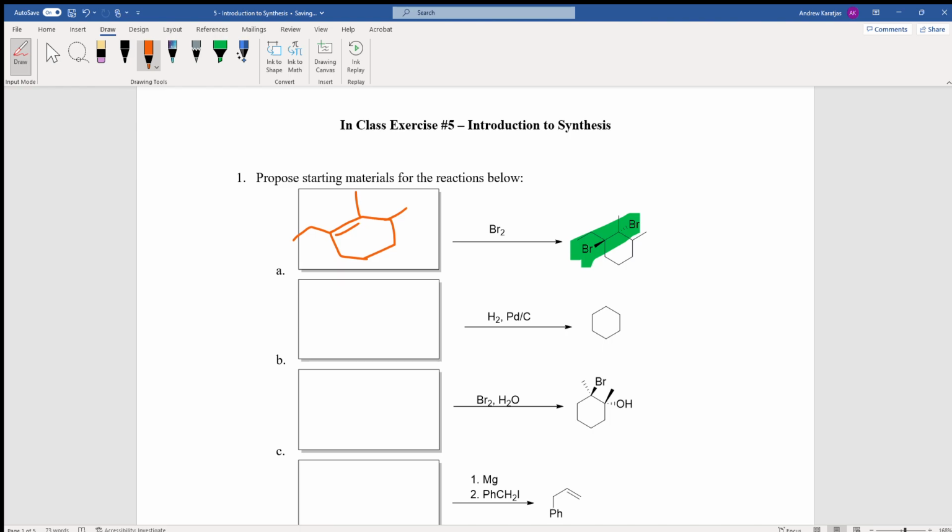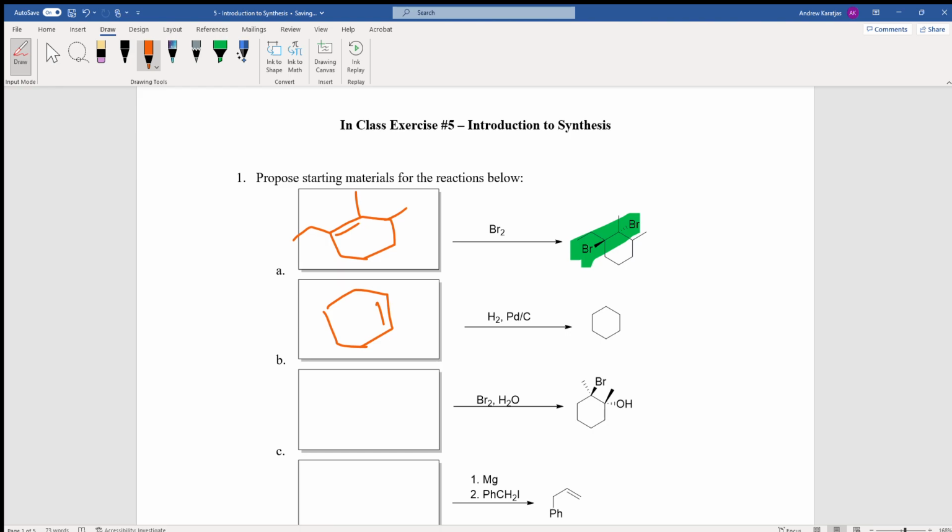Part B, we're ending with some sort of alkane, cyclohexane in this case. We can see that this is the product of a hydrogenation reaction. Hydrogenation, we know, works with alkenes. It can also work with alkynes to give us alkanes, but we know it's not going to be an alkyne here because we have just a six-membered ring, and we've learned previously that to have a ring with an alkyne in it, we need a significantly larger ring. So just some form of this cyclohexane with an alkene somewhere in it, upon hydrogenation, will give us cyclohexane.